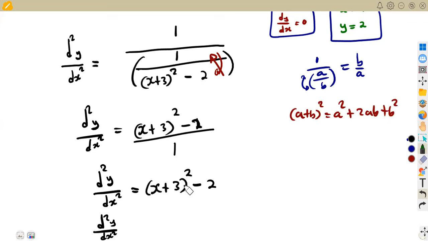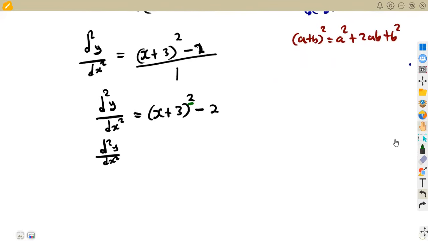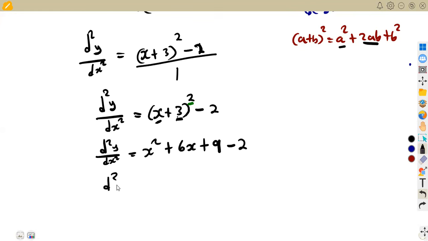So take note, whenever we have a squared like this, we can expand our brackets normally, or we can use this concept, whereby we are going to have a squared, which is x squared in this case, plus 2ab, that is 2 times a times b, which is going to give us 6x, plus b squared, which is 3 raised to the power of 2, which is 9. Then we subtract 2 in this case. All right. So thus we are going to have the second derivative of y with respect to x is equal to, collect your like terms. So we are going to have 9 minus 2, which is going to be 7 in this case.